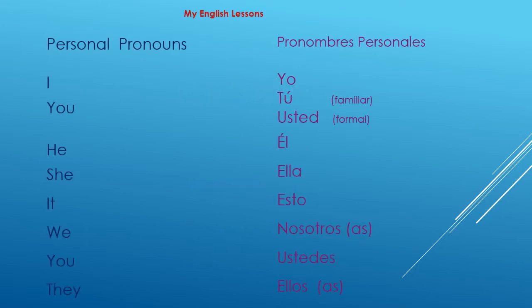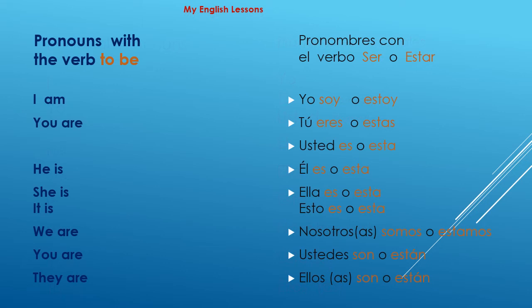Personal pronouns. I, you, he, she, it, we, you, they. Pronouns with the verb to be. I am, you are, he is, she is, it is, we are, you are, they are.